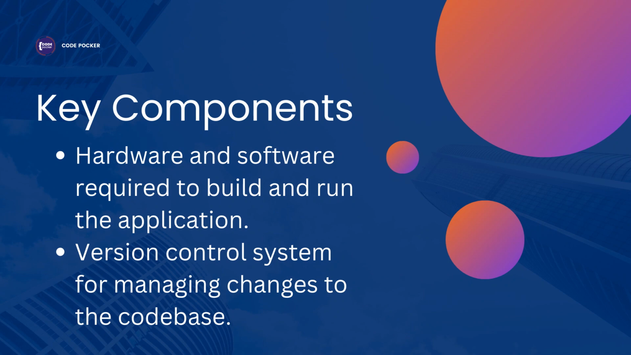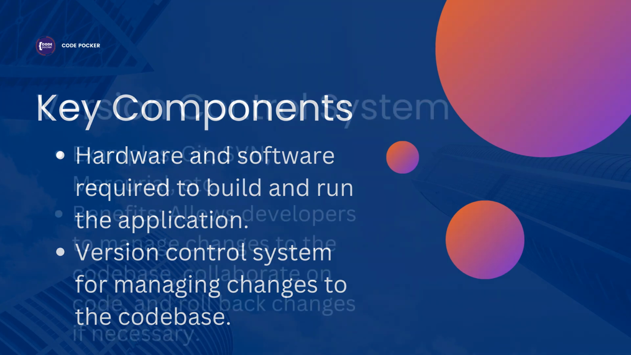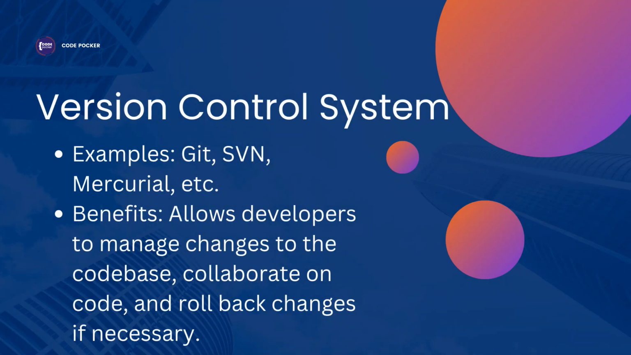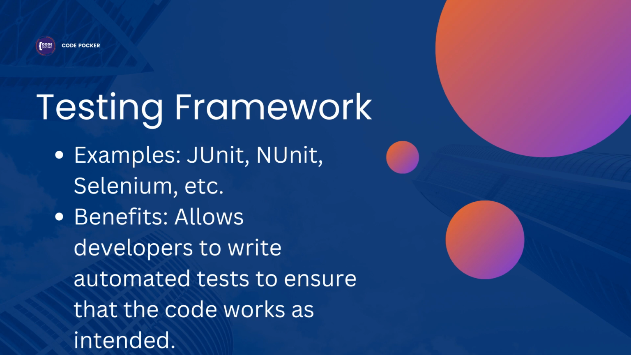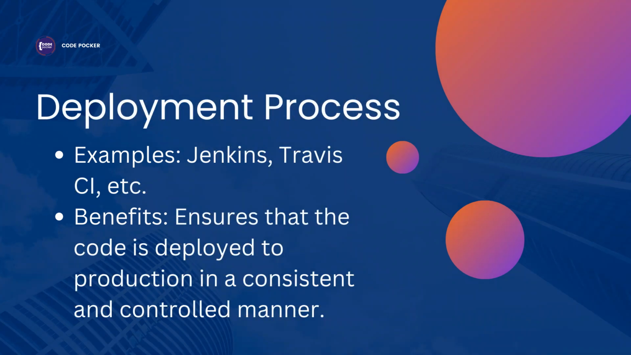Secondly, it should include a version control system. This allows developers to manage changes to the codebase, collaborate on code, and roll back changes if necessary. Thirdly, it should include a testing framework. This allows developers to write automated tests to ensure that the code works as intended. And lastly, it should include a deployment process. This ensures that the code is deployed to production in a consistent and controlled manner.